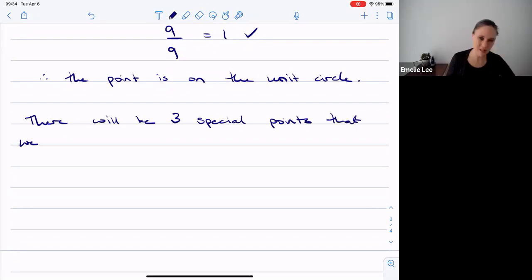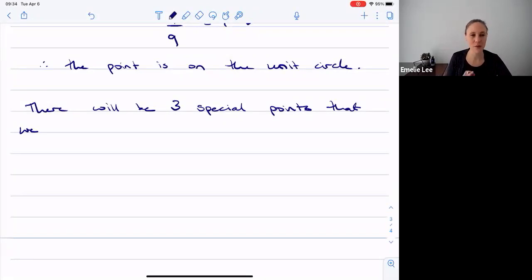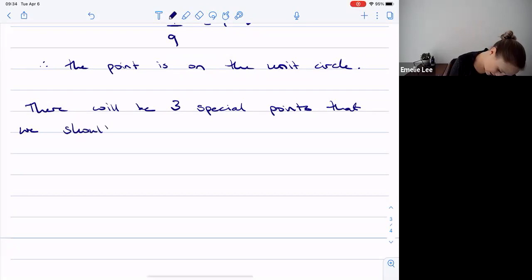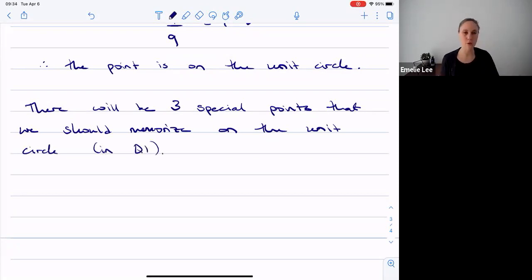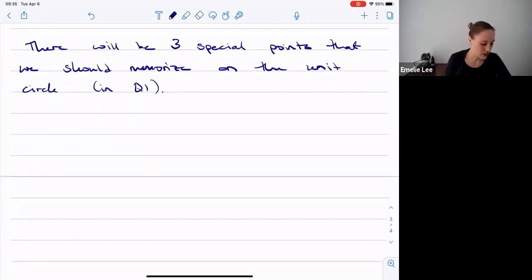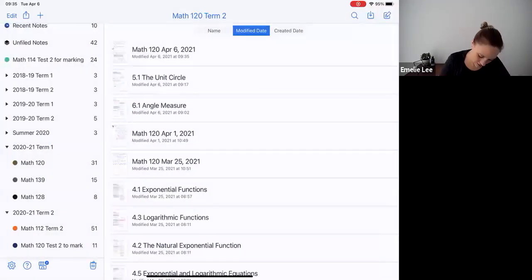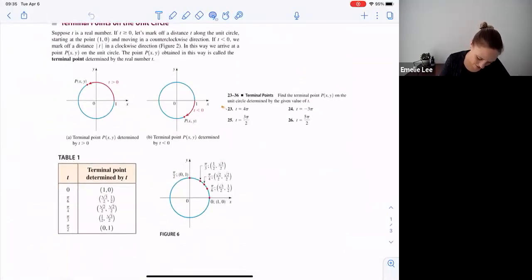That we should memorize. And when I say memorize, I mean have it on a cheat sheet somewhere, because of course our final exam is open book. But you do want to have it handy, and know that if we were in person, you would have to memorize it. But you guys are lucky in that sense. So there will be 3 special points that we should memorize on the unit circle in quadrant 1, which we already talked about. If we know what the points are in quadrant 1, then we can replicate them in quadrants 2, 3, 4.